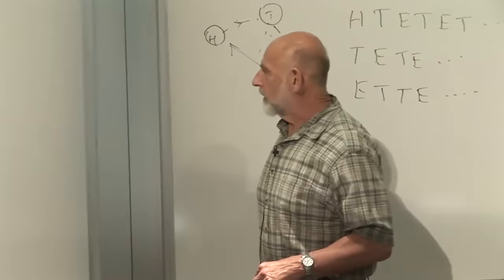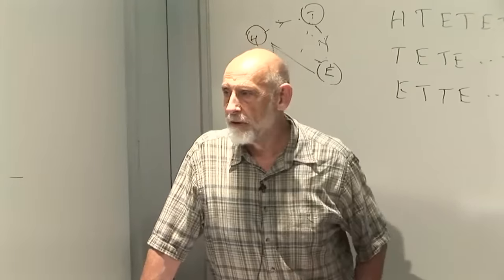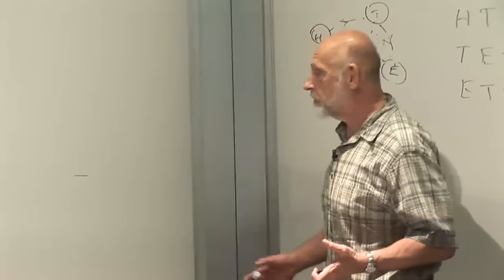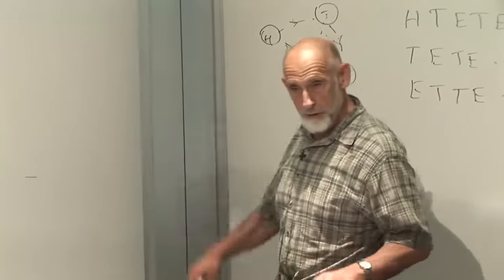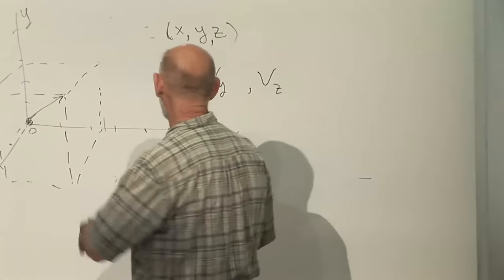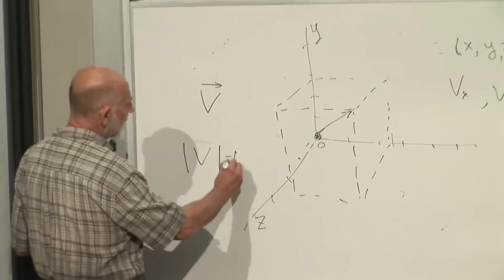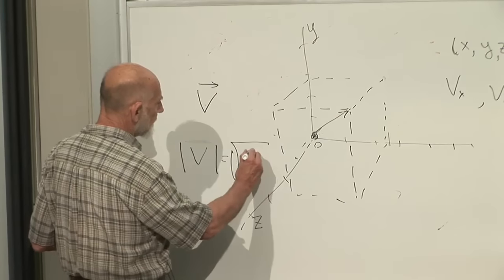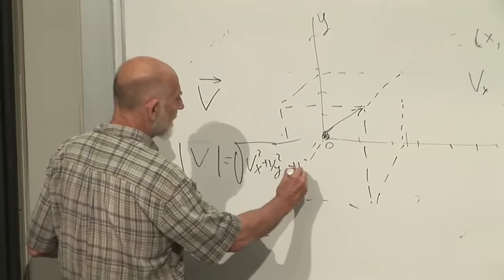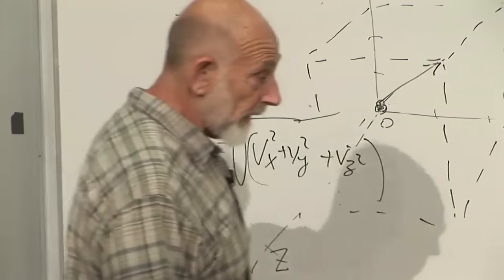What is the length of this vector whose components are vx, vy, and vz? Yeah, the square of the length is vx squared plus vy squared plus vz squared. Pythagoras' theorem, except in three dimensions. I'll assume it, we won't prove it, that the length of v, the magnitude of v, is the square root of the sum of the squares of the components. That's the notion of the magnitude of a vector.